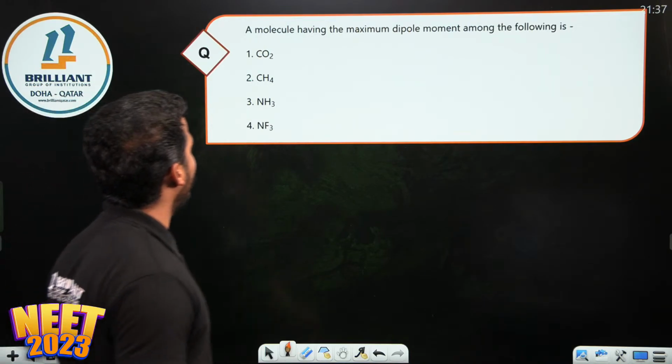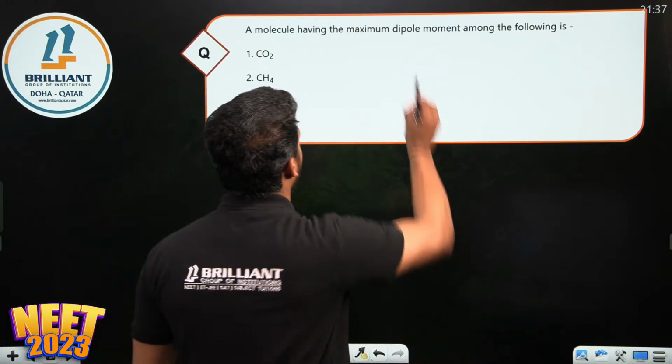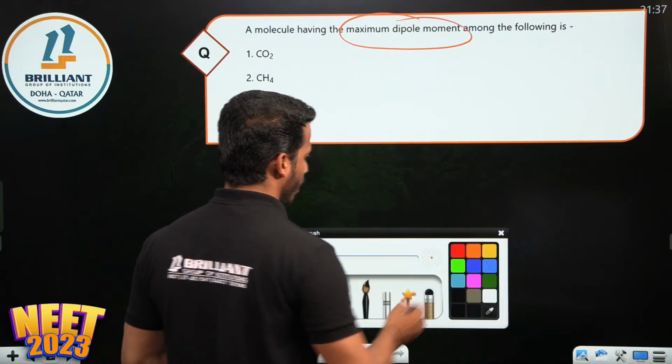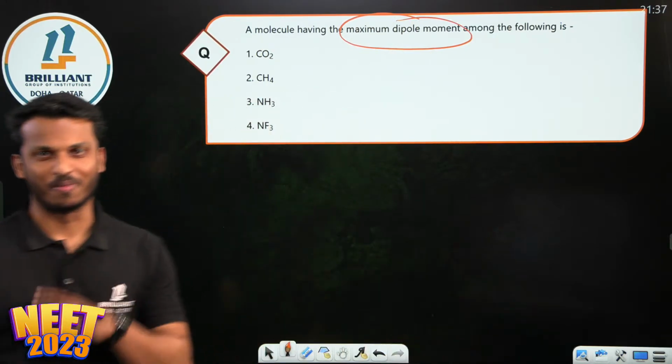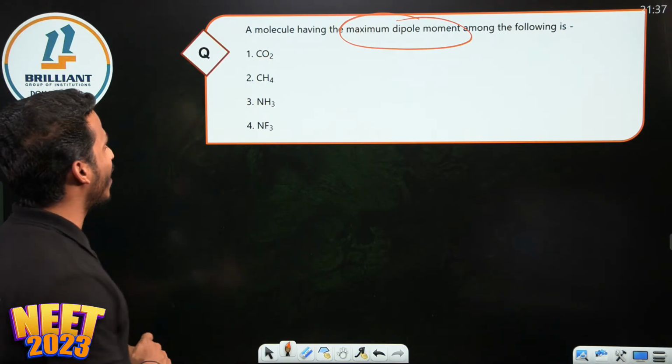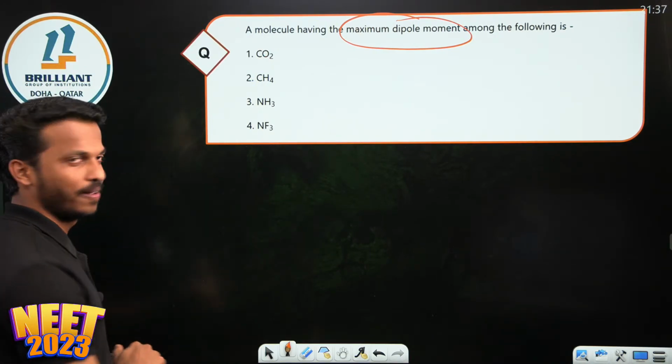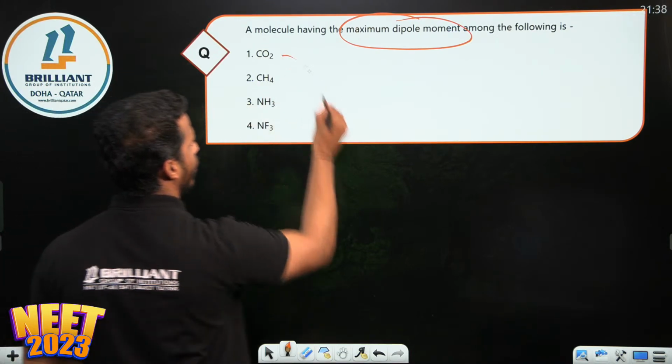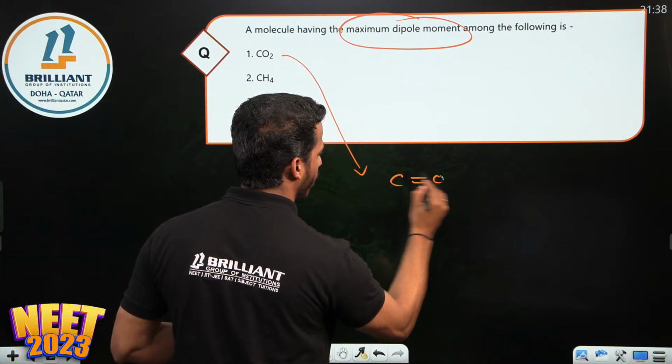A molecule having maximum dipole moment among the following is? Which one has maximum dipole moment? I think you can answer this one easily. Which one has maximum dipole moment? The structure, let me just tell you, dear all. Carbon dioxide, you know, is linear in shape.